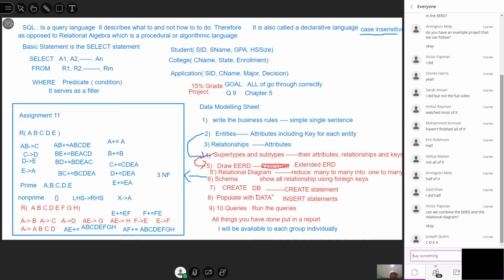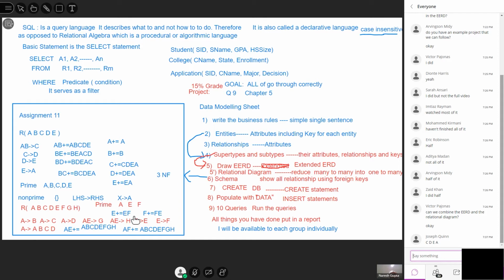Well, it's not. Just look at one of these things here. A functionally determines B. A is not a super key and B is not prime. That's it. You don't have to look at any of these things.